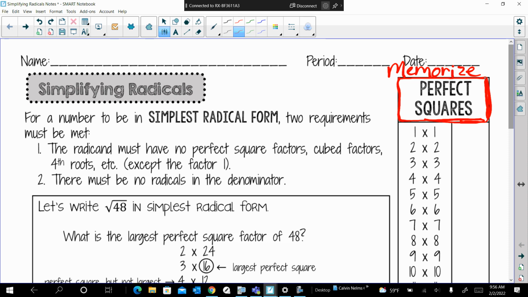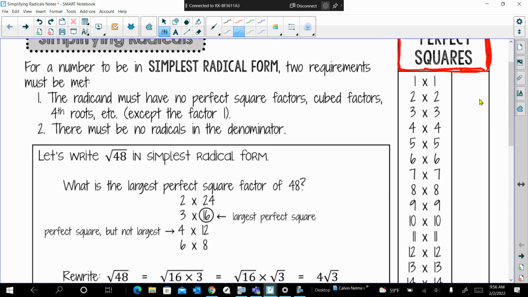This is the sheet I gave you when you walked in. Does anyone have the sheet? Okay, so the perfect square part is basically a perfect square is a number whose factors are itself. So if I do 1 times 1, 1 is a perfect square. 4 is a perfect square because its factors are 2 and 2. Some of you are already familiar with these numbers: 9, 16, 25, 36. So these numbers in this column are what you have to memorize.